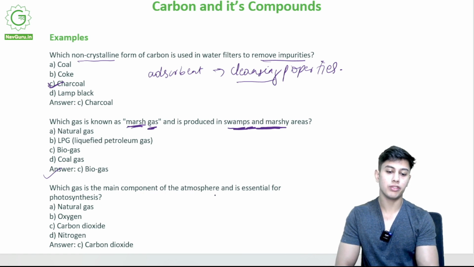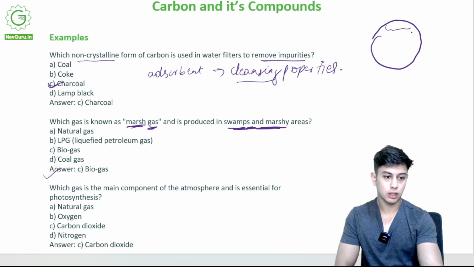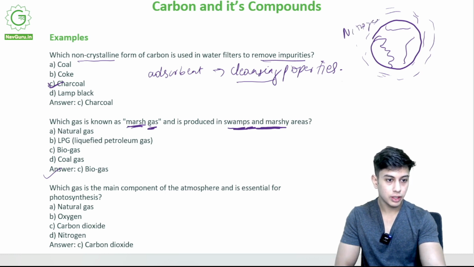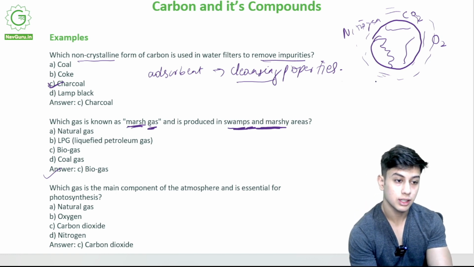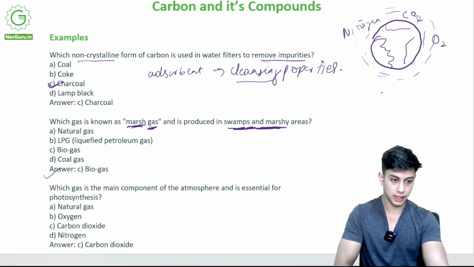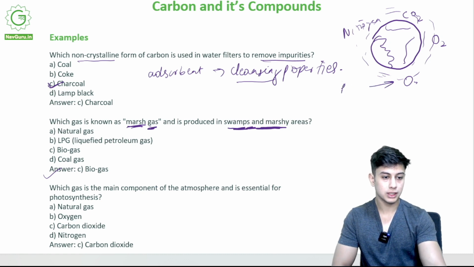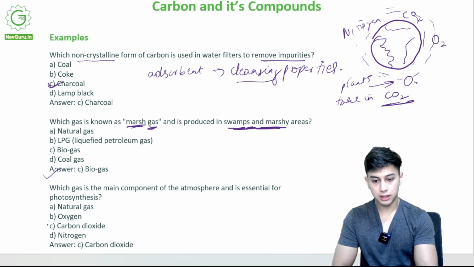Which gas is the main component of the atmosphere and is essential for photosynthesis? I told you, we have the earth, and we have the atmosphere. It has majorly nitrogen, then CO2 and O2, carbon dioxide and oxygen. Amongst these, which one is essential for photosynthesis? Photosynthesis requires carbon dioxide for plants to take in, and they give out O2. So the important one is carbon dioxide, CO2. What was nitrogen? N2. What was oxygen? O2. What is natural gas? CH4.